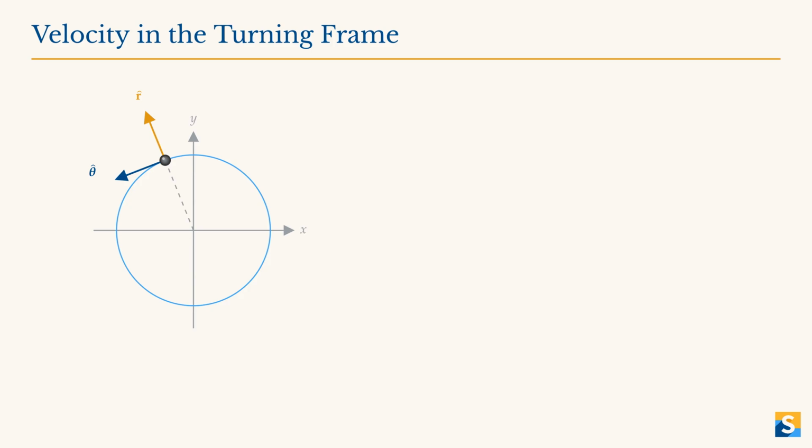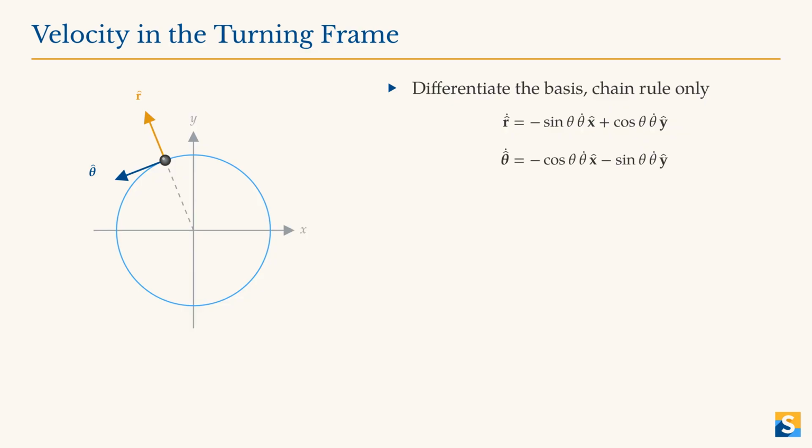How fast do the basis vectors themselves change? Differentiate them. Chain rule and nothing else. The slide keeps both derivative lines. Notice that every piece carries a theta dot, because only sweeping turns the basis. Moving straight outward changes neither one. Now look carefully at what those right-hand sides really are. They are the unit vectors again, in disguise. The rate of change of r hat points along theta hat scaled by the sweep rate. The rate of change of theta hat points backward along minus r hat.